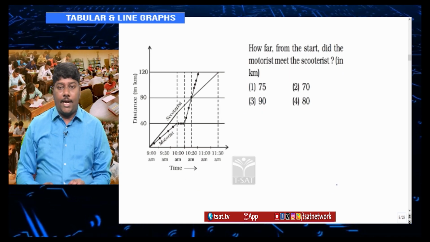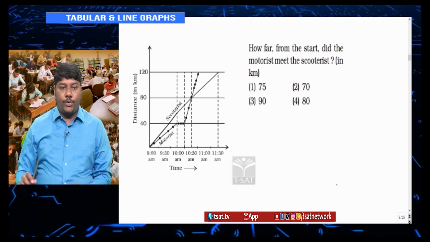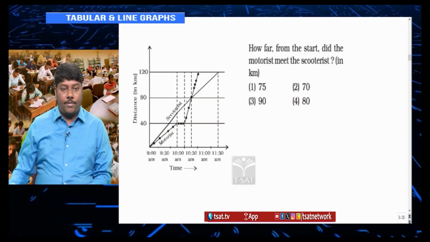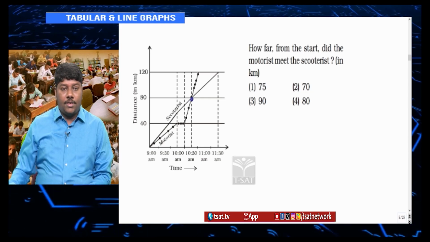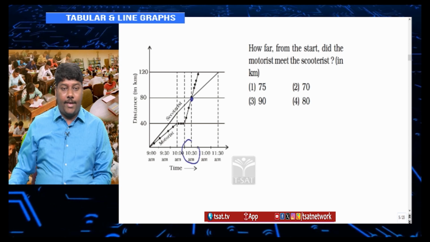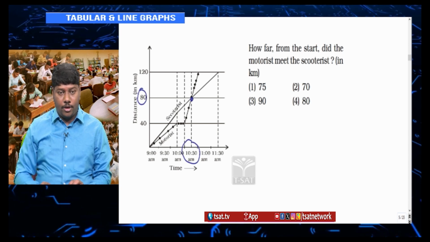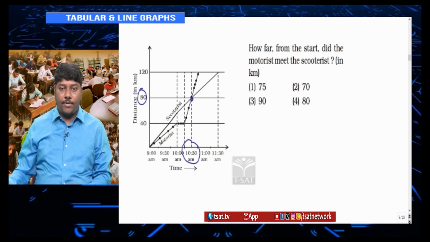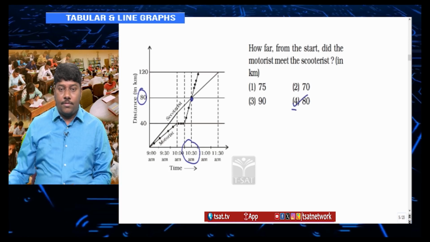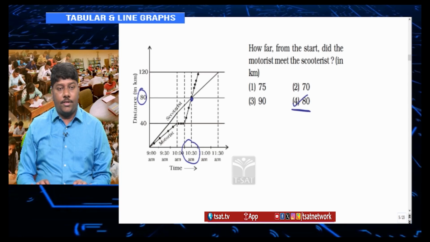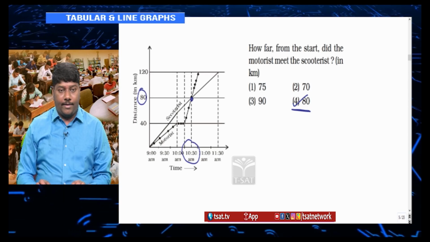How far from the start did the motorist meet the scooterist? So how far from the start means when they meet, they actually met at 10:30 a.m. and they have actually covered 80 kilometers. Both of them covered 80 kilometers and they met at 10:30. This line graph was actually very simple to understand.